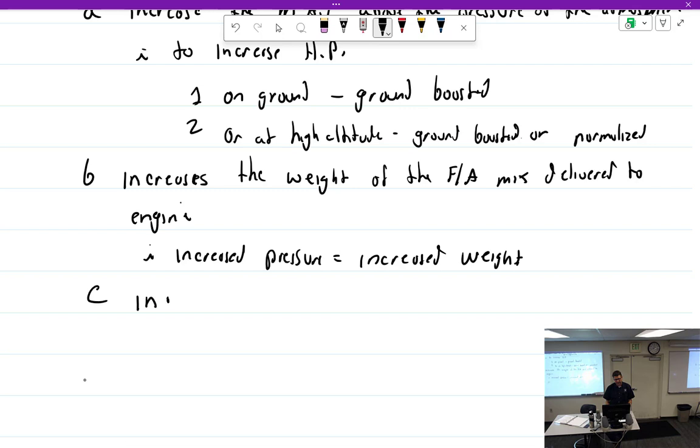More fuel, baby. More fuel, more air. Well, couldn't I just dump more fuel into the engine? No, that'd make it too rich. So remember the PLANK? P-L-A-N-K. Which one am I increasing?